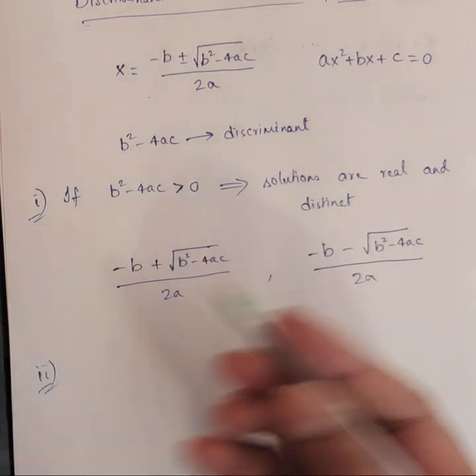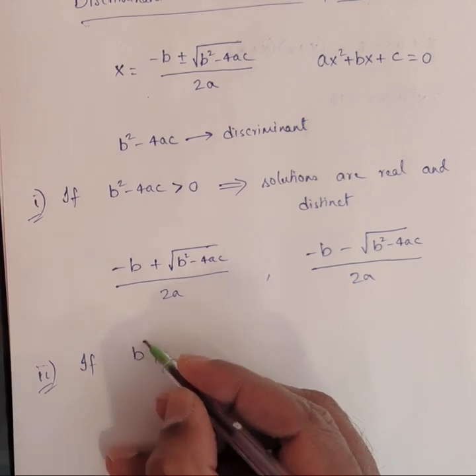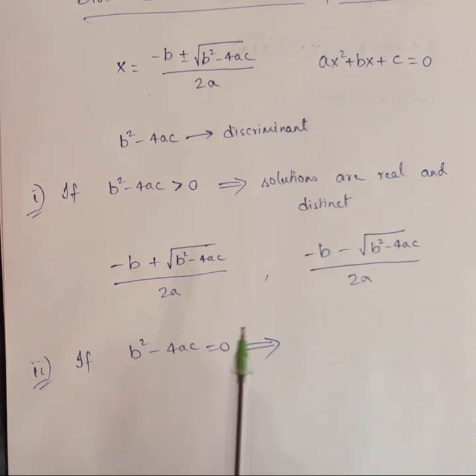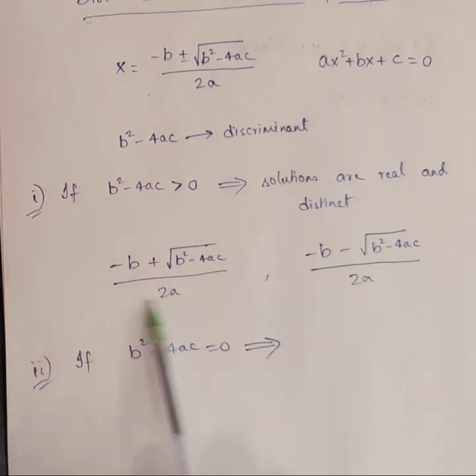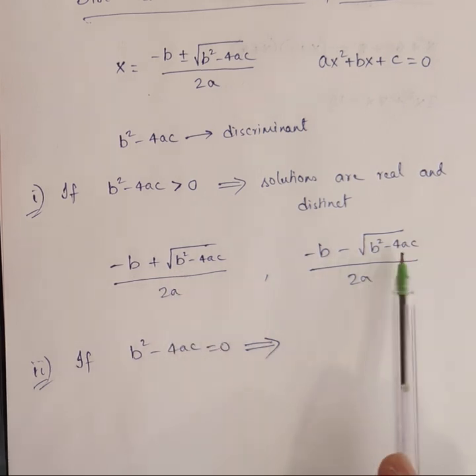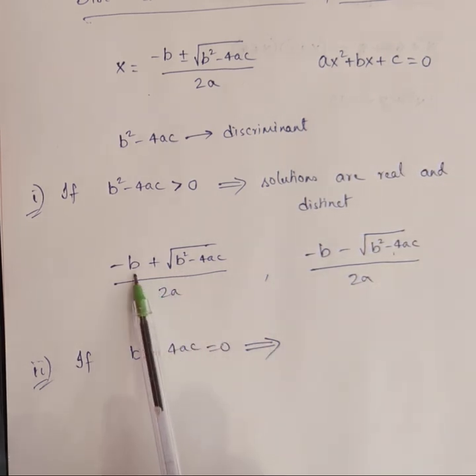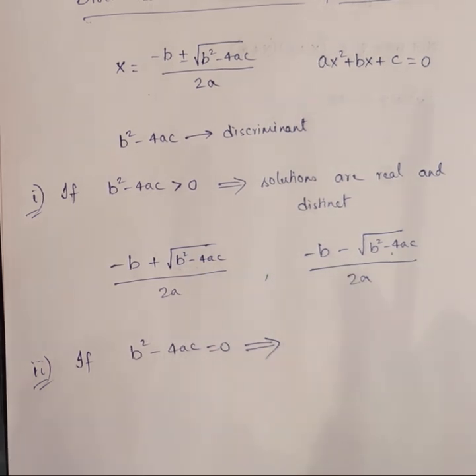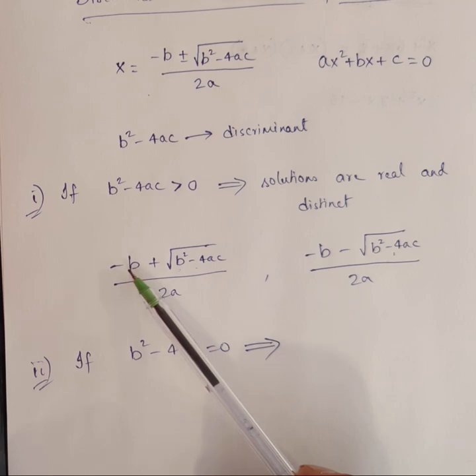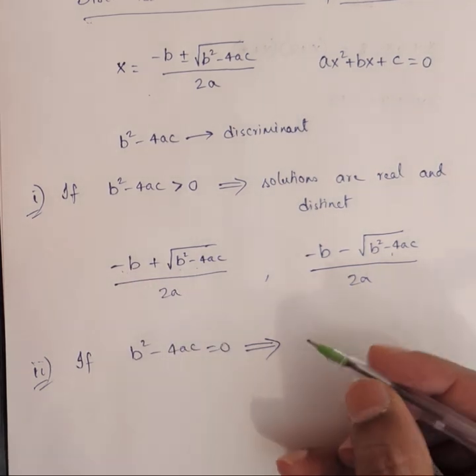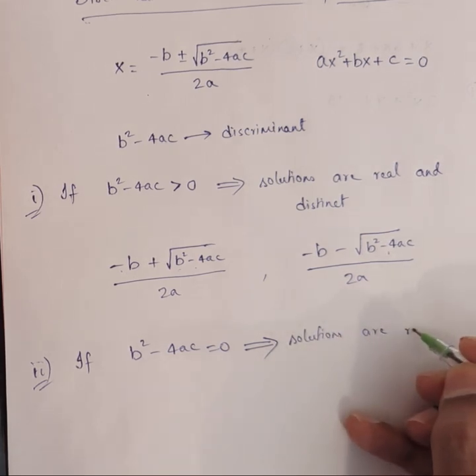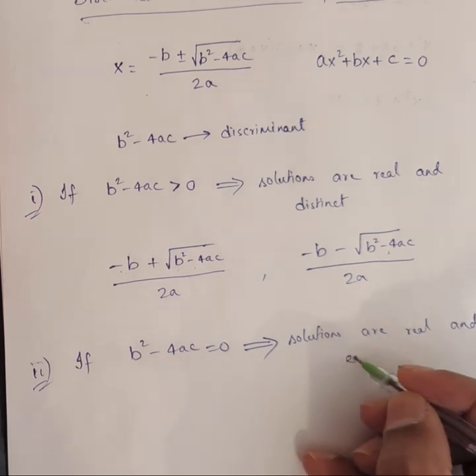Now b squared minus 4ac is a real number. What if b squared minus 4ac equals 0? In this case, notice the denominators are the same, but the numerators will also be the same, because I'm going to add the square root of 0 here and I'm going to subtract the square root of 0 there, which means I'm not adding or subtracting anything. They both are negative b. So here I will say that the solutions are real and equal.